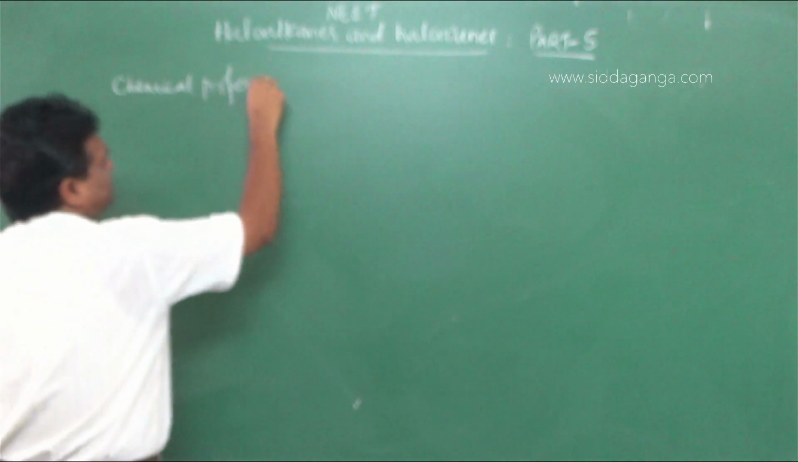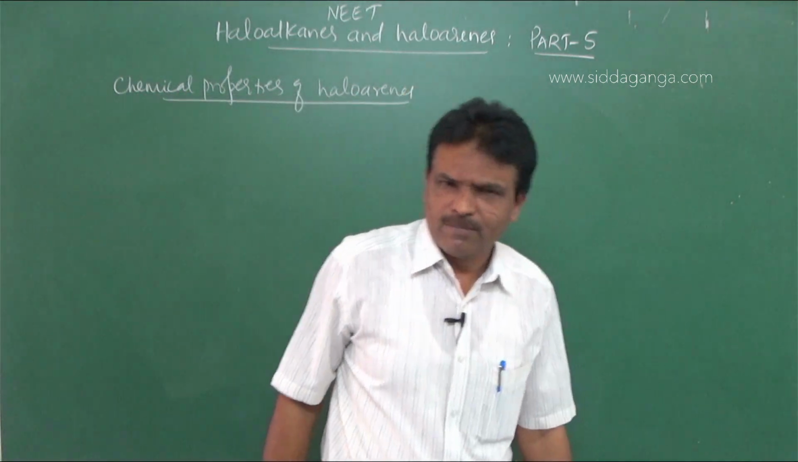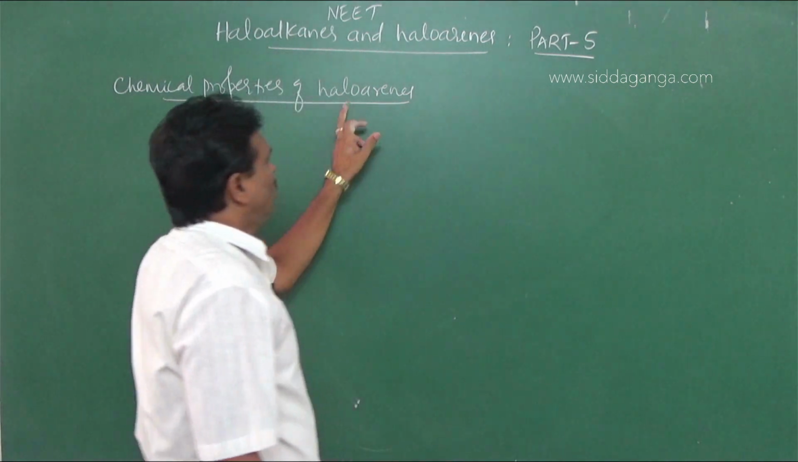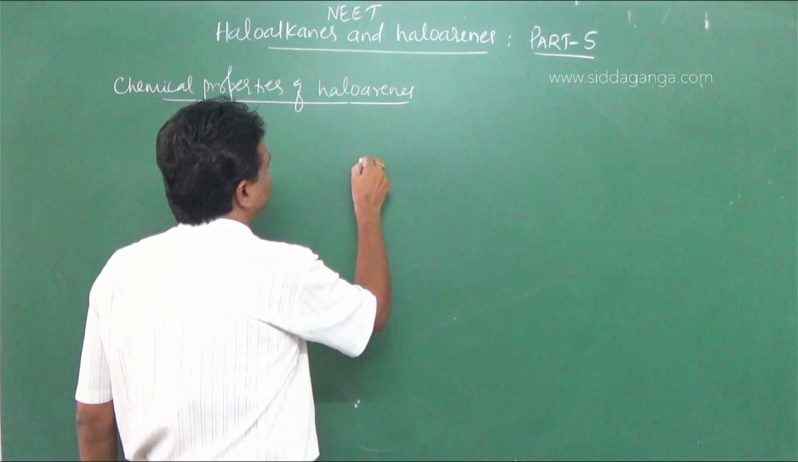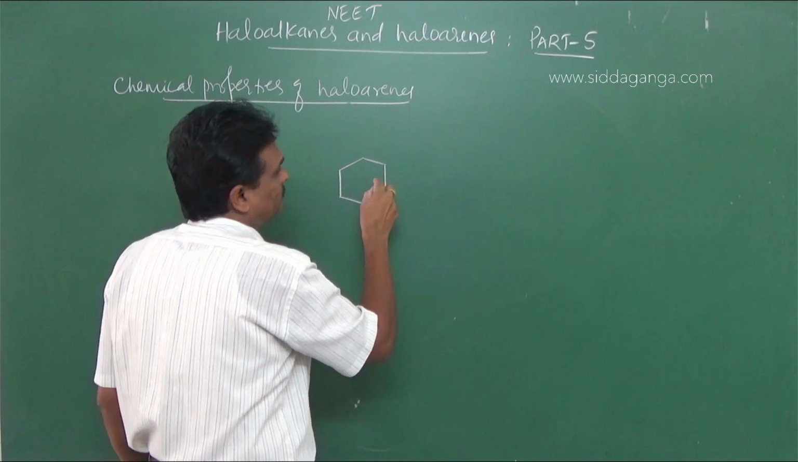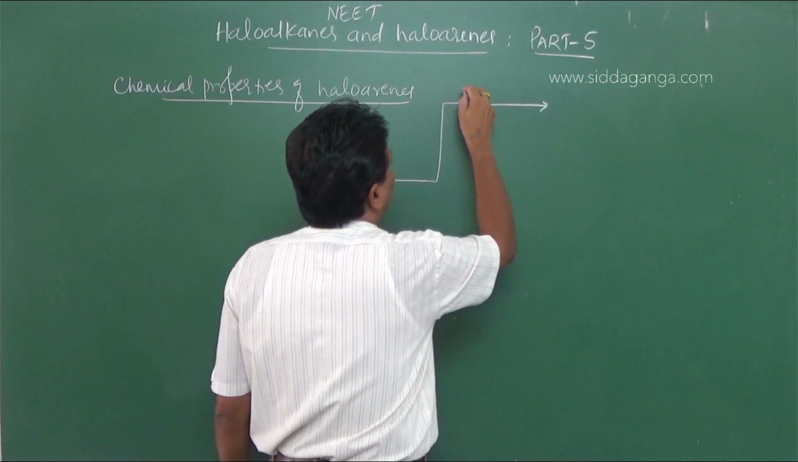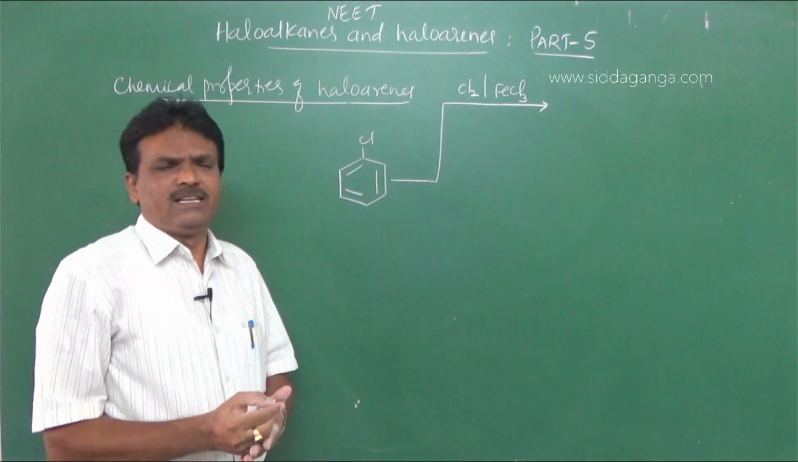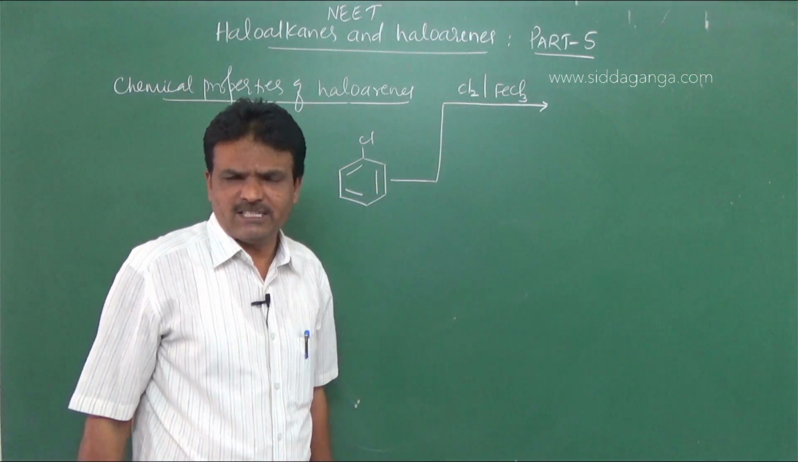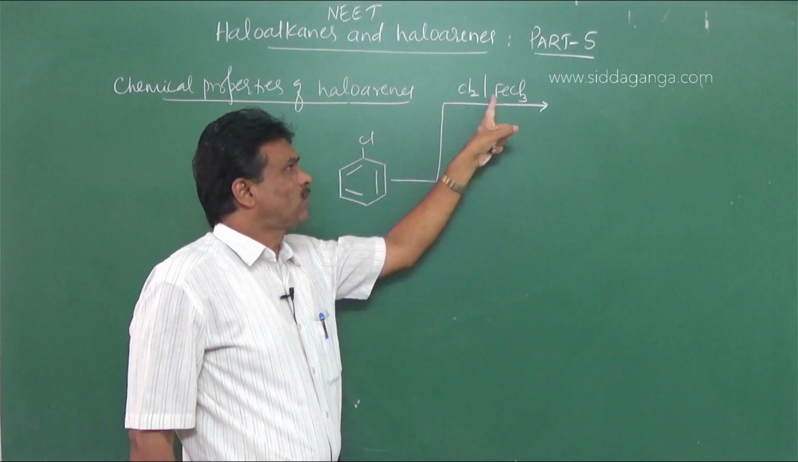Chemical properties of haloarenes. When a haloarene like chlorobenzene, C6H5Cl, is heated with chlorine in the presence of ferric chloride as catalyst, the role of ferric chloride is that it is a Lewis acid, electron deficient, and it generates an electrophile like the chloronium ion.